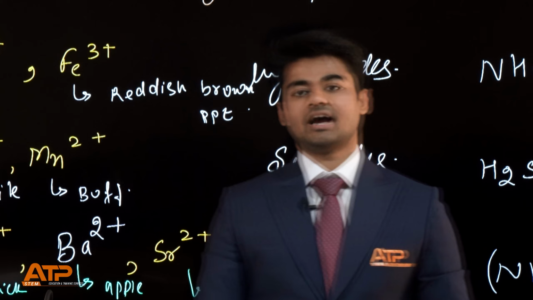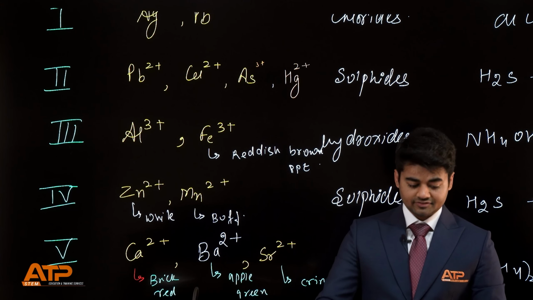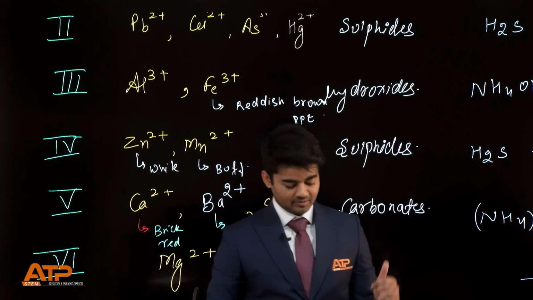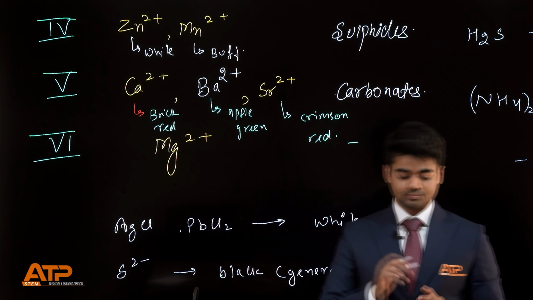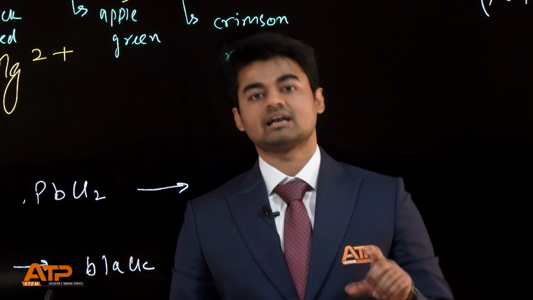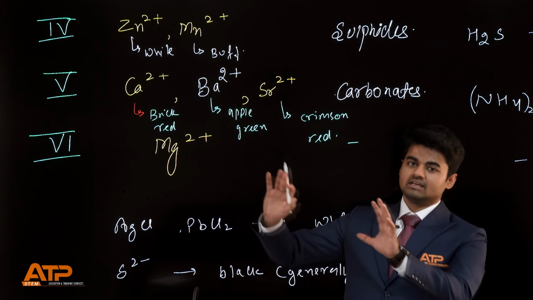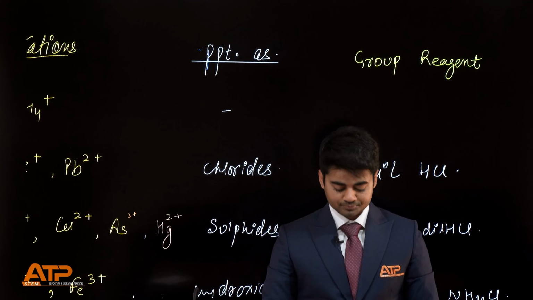Group 3 as their hydroxides. Group 4 again as sulfides. Now, what is the difference between sulfide of group 2 and sulfide of group 4? We will be having that discussion. Group 5, that is calcium 2 plus, barium 2 plus and strontium 2 plus, we will be precipitating as carbonates. Magnesium 2 plus, I told you we have a separate analysis for that. So that will be discussed later.